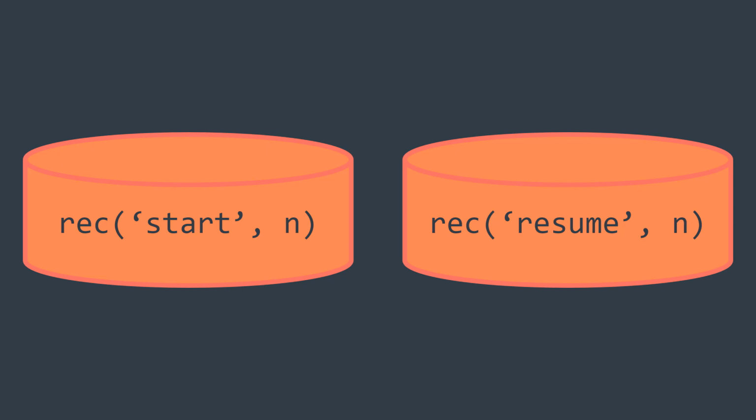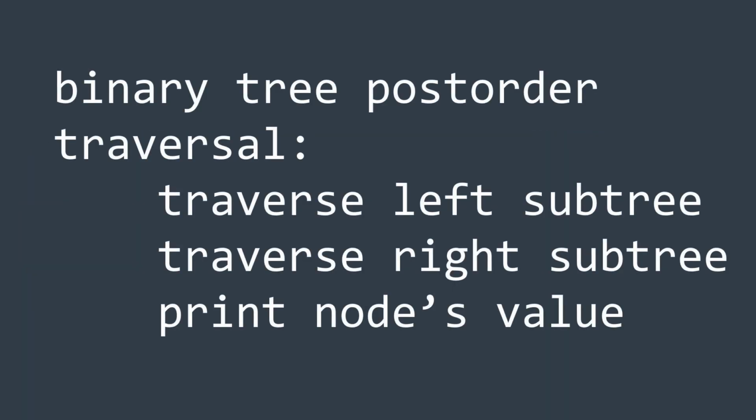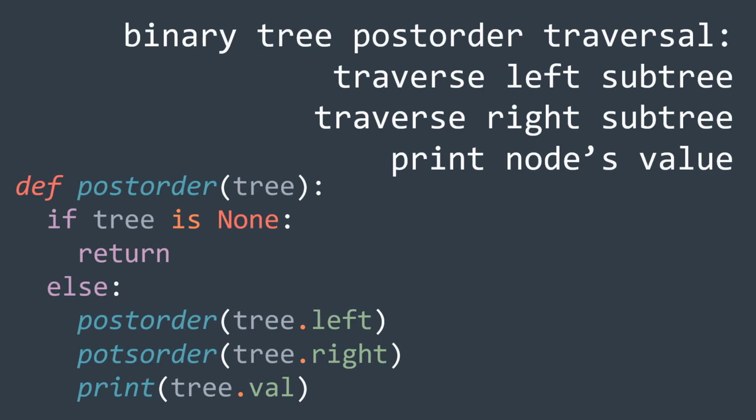So in our stack frame, we will add a parameter that can take the value start or resume. It will let us know if we call the function for the first time or if we are resuming it. Let me give you an example. We have a binary tree and we want to print its nodes in a post-order traversal. The post-order traversal is a depth-first traversal where we print the left subtree, we print the right subtree, then we print the node's value. So the recursive function would look like this.